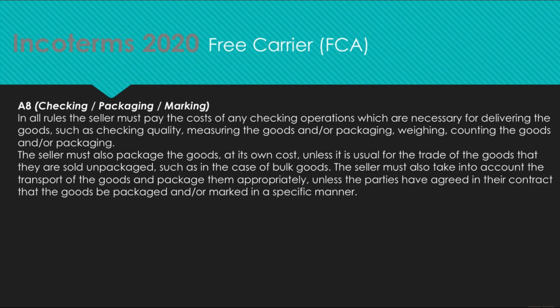A8. Checking, packing, marking. In all rules, the seller must pay the cost of any checking operations which are necessary for delivering the goods, such as checking quality, measuring, weighing, and counting the goods and/or packaging. So, as we told you before, at the delivery point, when the proof of delivery is supposed to be signed by the buyer, this must happen, and the checking company, which is usually an international inspection company, must provide a report. The seller must also package the goods at its own cost, unless it is usual for the trade of the goods that they are sold unpackaged, such as in the case of bulk goods.